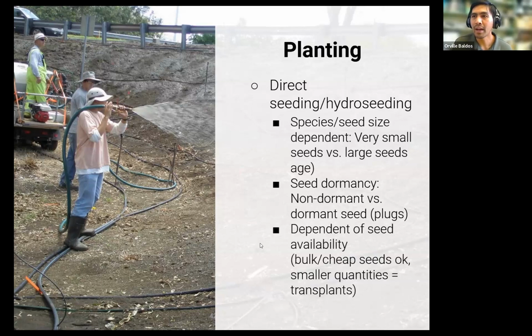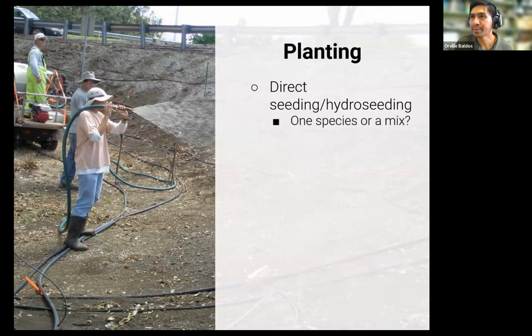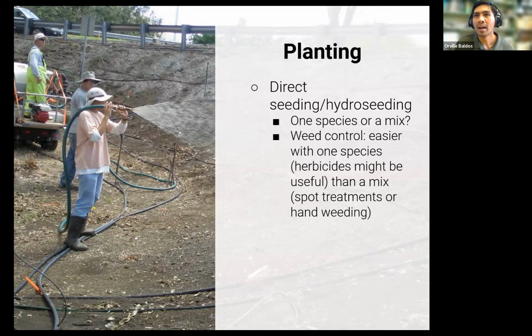Another important factor to consider when direct seeding or hydroseeding is availability of seed. So this is practical, or this makes sense if you have bulk cheap seeds, but if you only have a small amount of seeds, then that might not be the way to go. Also think about if you're doing a mix of hydroseeding species or maybe just one species at all.